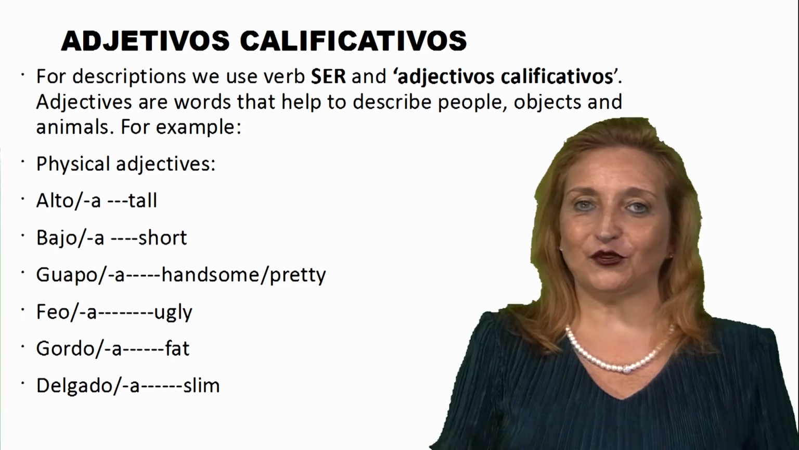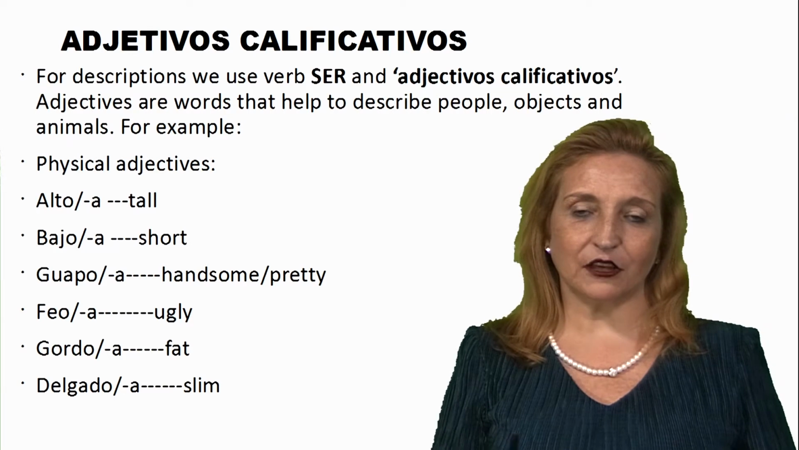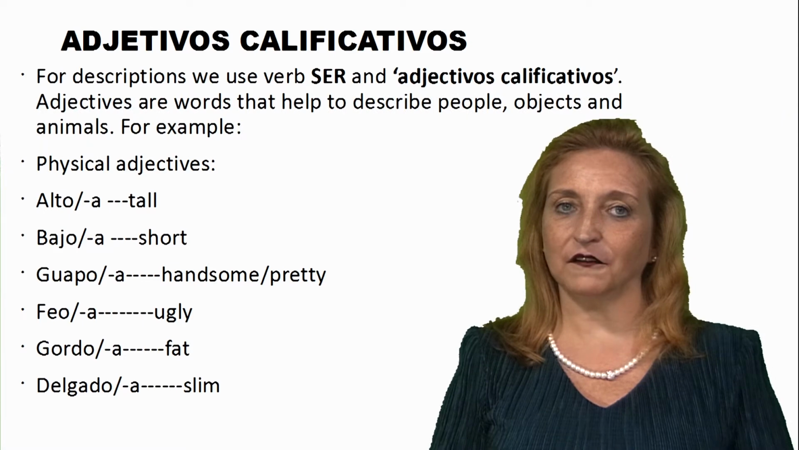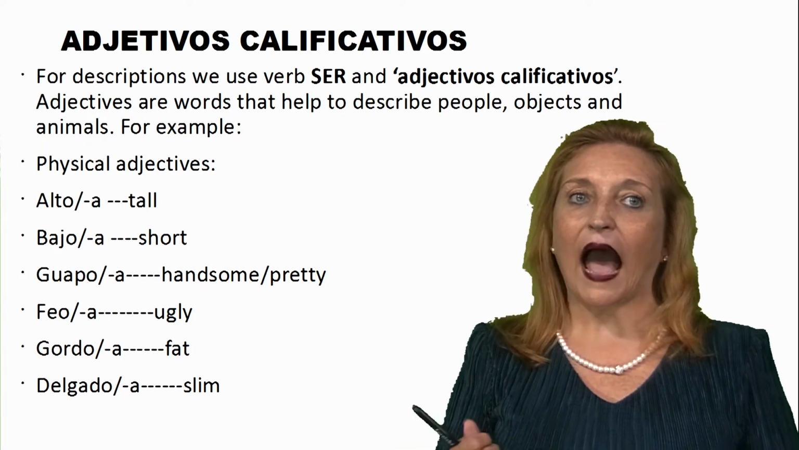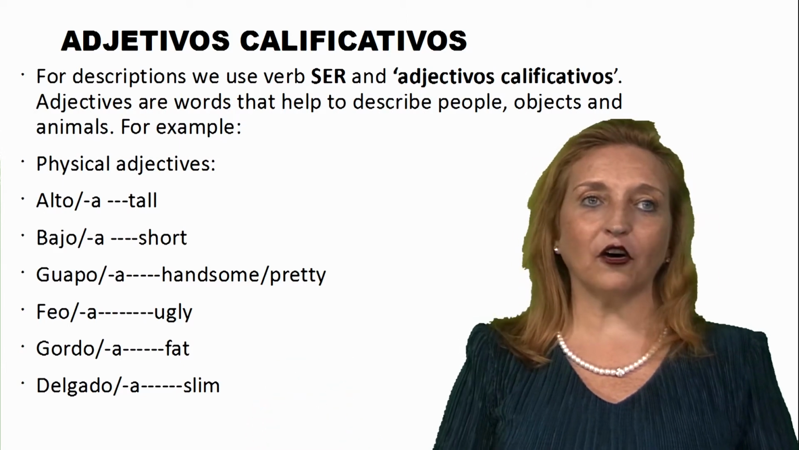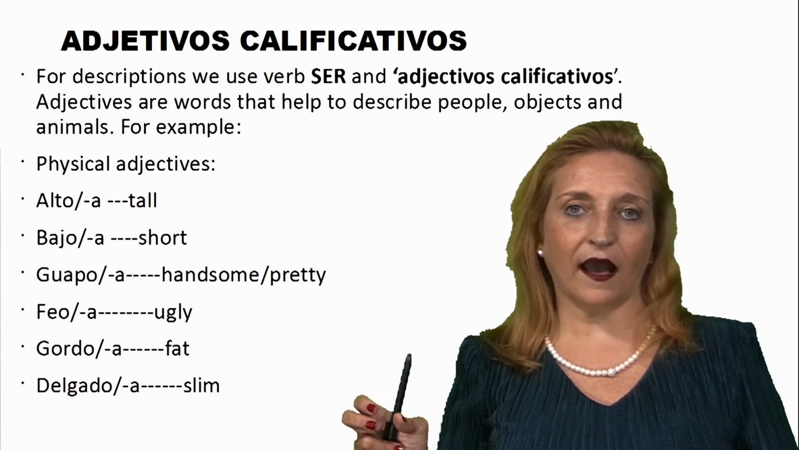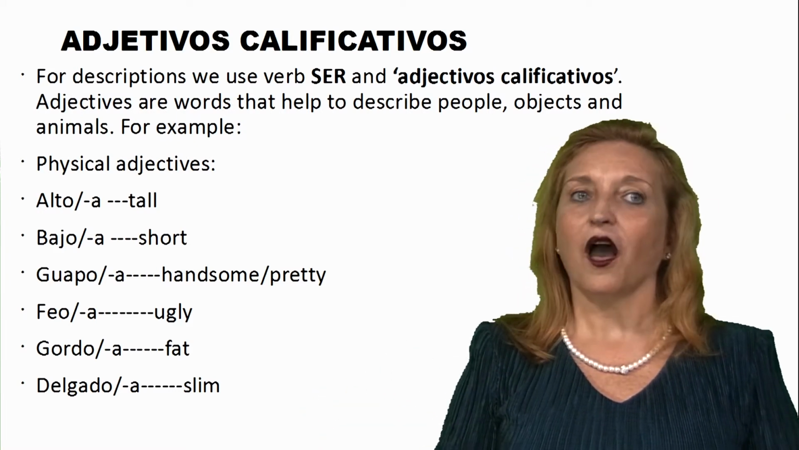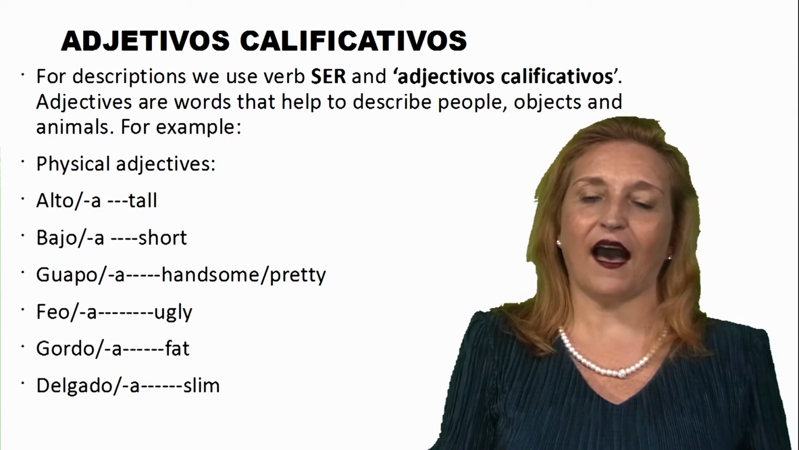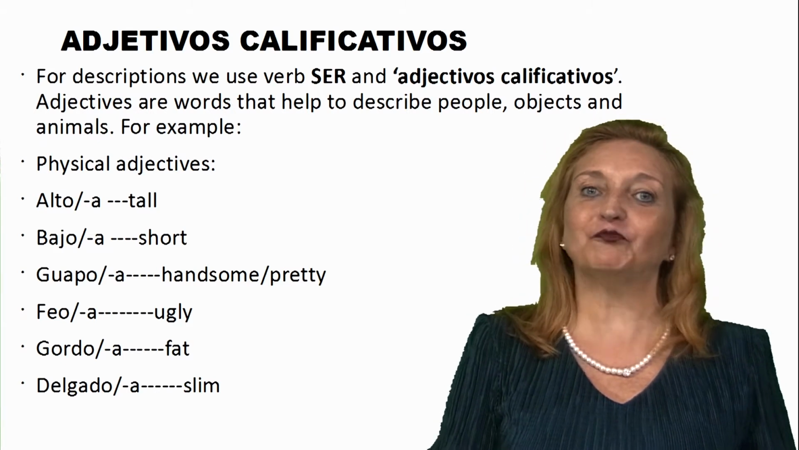Alto, alta, when you want to describe physically a person. Alto, alta is tall. Pay attention, because alto ends in O and is for a man, masculine, and alta is for feminine, tall. Okay? Bajo, baja is the same. Bajo is masculine and baja is feminine, short. Guapo, guapa. Well, in English the word is different. When you say guapo, you say handsome. And when you say guapa, for example, beautiful or pretty.